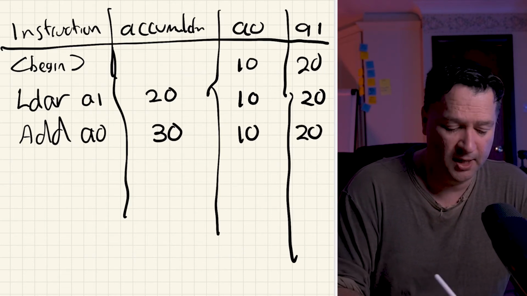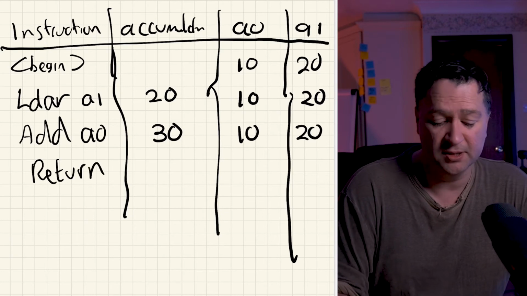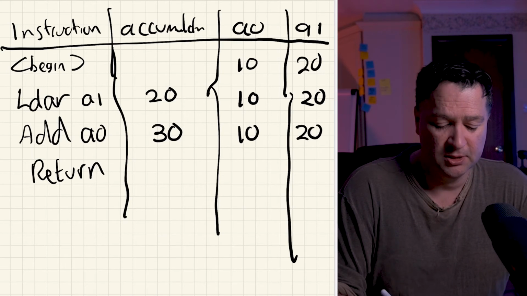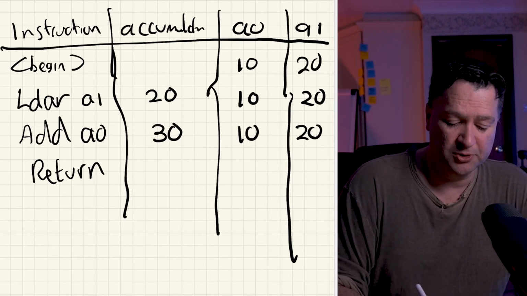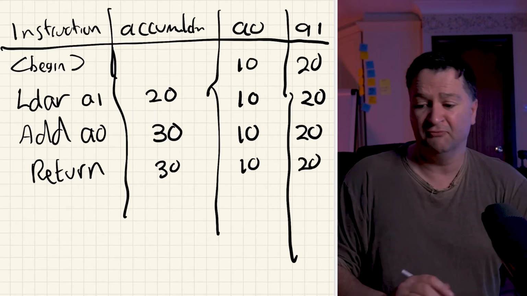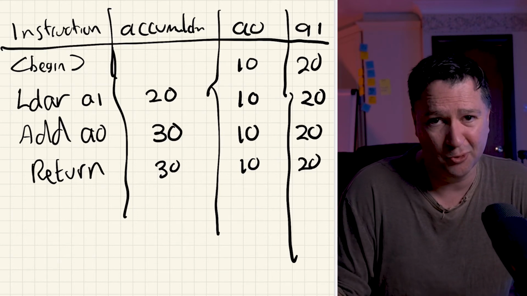And then the final command is return. What the return command does is return whatever is in the accumulator at that point in time. So we should be returning 30, and none of that changes. And therefore 30 comes back. And that's exactly how it works. None of these commands are new. They're all what we saw before.